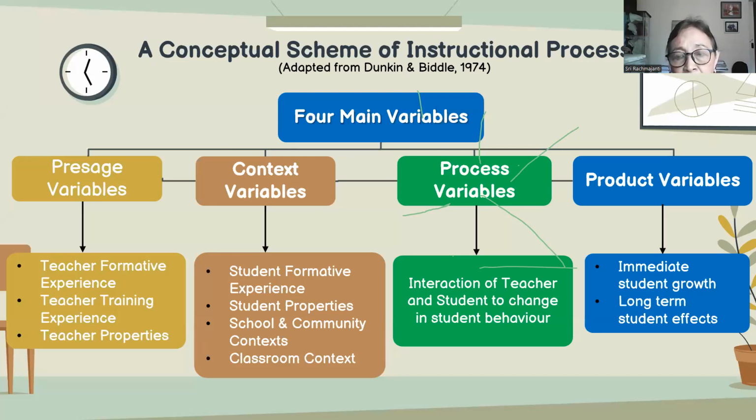And then we go to the process variables. This is what we expect, especially nowadays, process variables are important. Process variables deal with TESL. That is the interaction of teacher and students to change students' behavior. And the last one, product variables. Immediate students' growth. Product variables here involve assessment and evaluation. So you teach English to your students. Is it for the immediate or short-term goal or the long-term goal? I think we'll see it later on. Okay, that's all, Pak. Next slide.